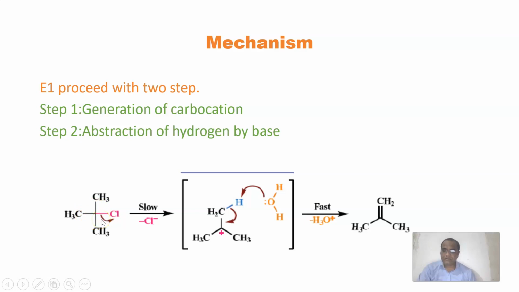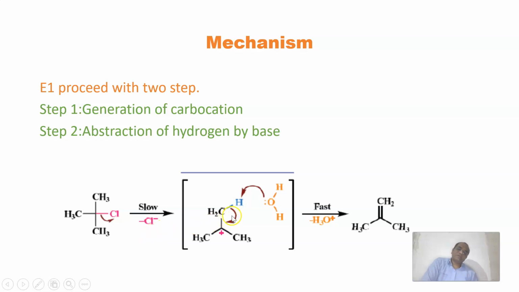Again, I have explained the meaning of this arrow. This arrow indicates flow of electrons, so don't confuse it with an arrow indicating that the group is leaving. It indicates that after the carbon and Cl bond breaks, it breaks in such a way that the halogen carries the electrons with itself, and that is why it carries a negative charge. The electrons are carried by the chlorine.